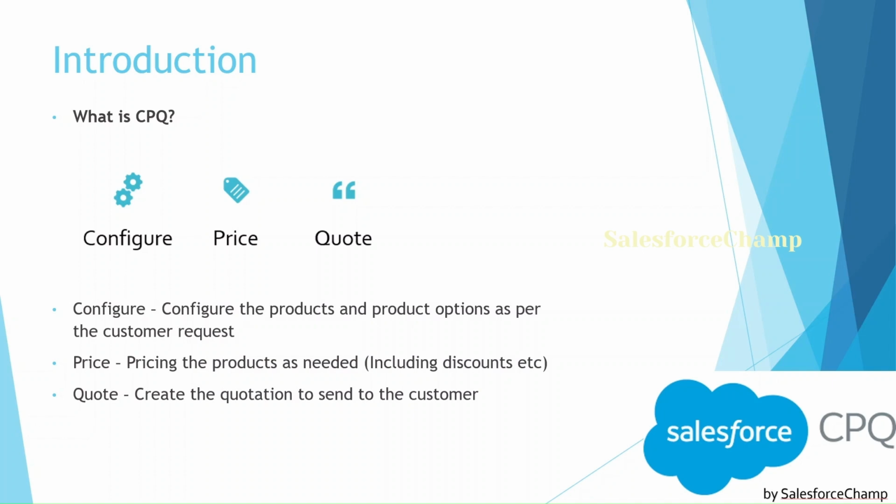When we say price, it involves and deals with the pricing of the various products sold by the company. Quote is the part where the tool helps us or the company to create a quotation that can be sent to the end customer. A real-time example would be, let's say you go to a car showroom.